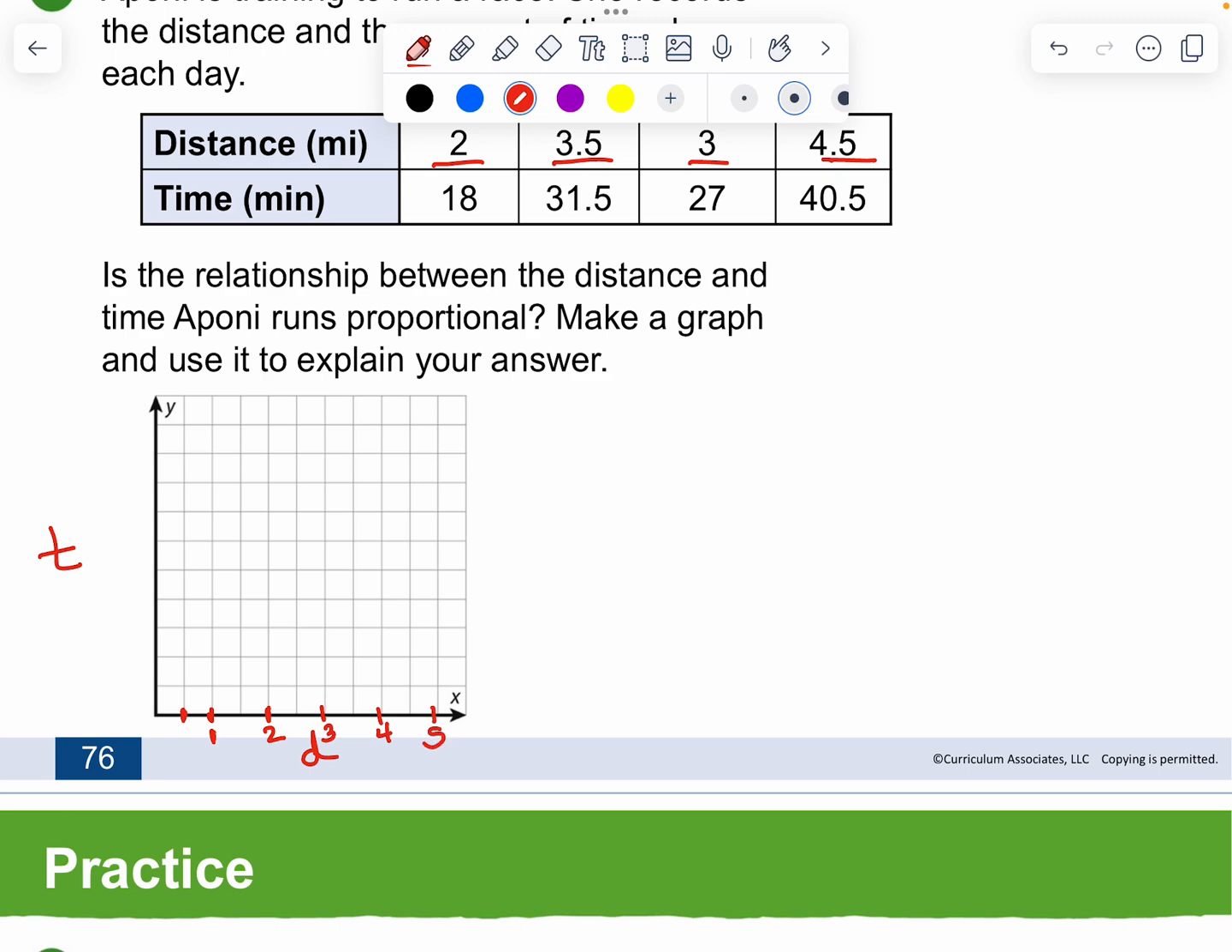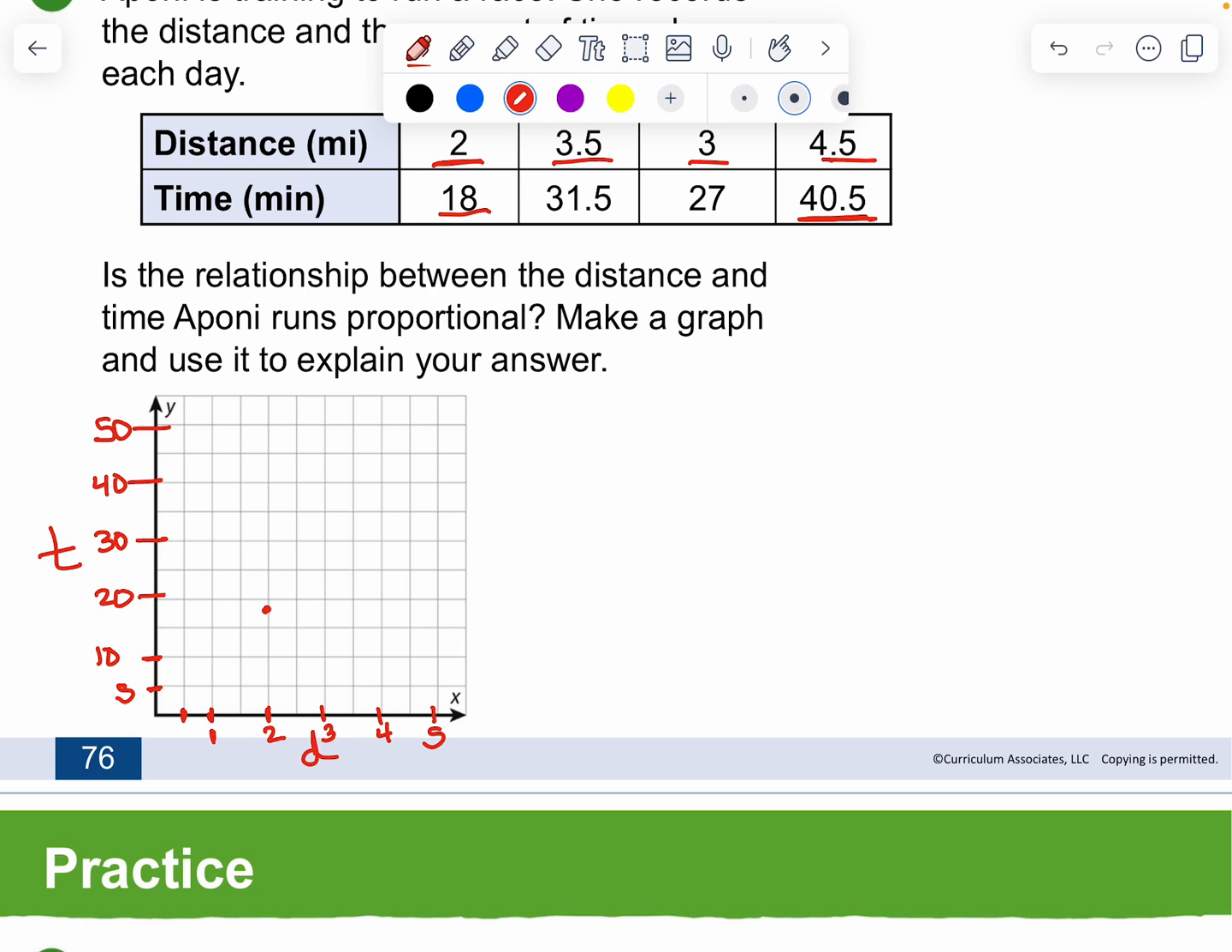5. And then the values that I need to get all the way up to over 40. So let's go, I'm going to go by 10, so that one is 5, 10, 15, 20, 25, 30, 35, 40, 45, 50. I think I can get my points on there. So we need to plot 2, 18. So 2, 18 would be a little less than 20.